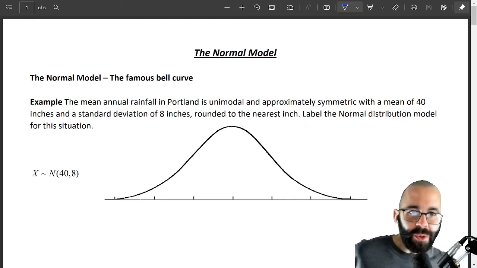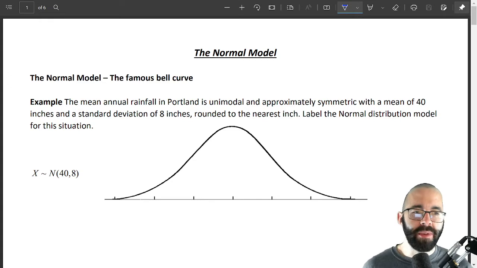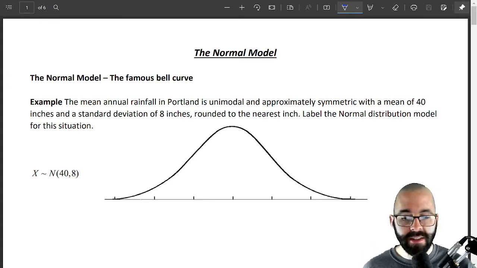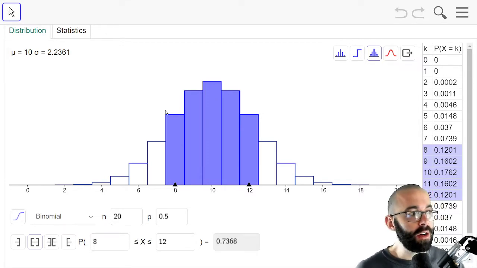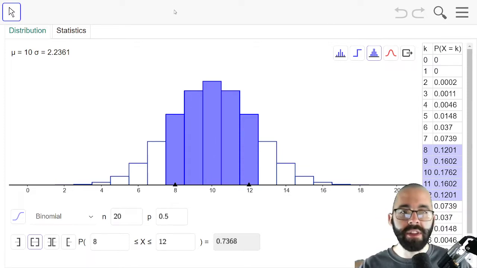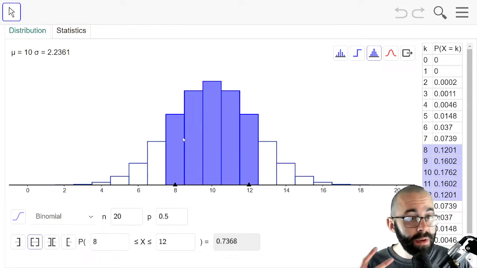All right, and welcome to the normal model. We have made it from discrete to continuous. In the past, we were looking at discrete random variables most of the time. Specifically, we talked about the binomial distribution. Binomial distribution was great if we had repeated trials that always had the same probability. We could think of the probability as what percent of the area is underneath each of these bars. So the probability that x is between 8 and 12 is this relative area.